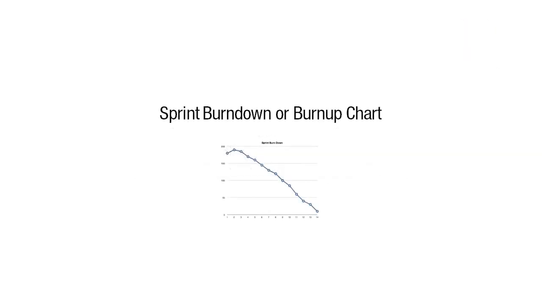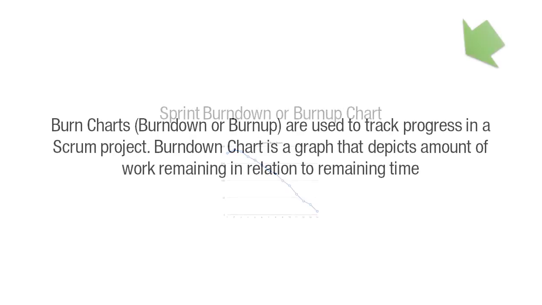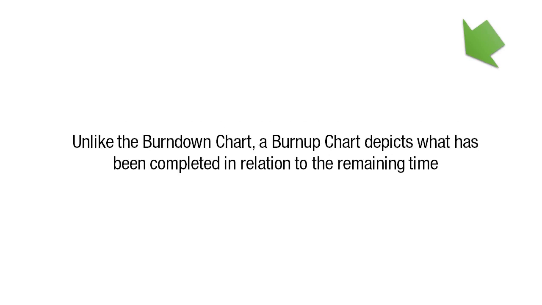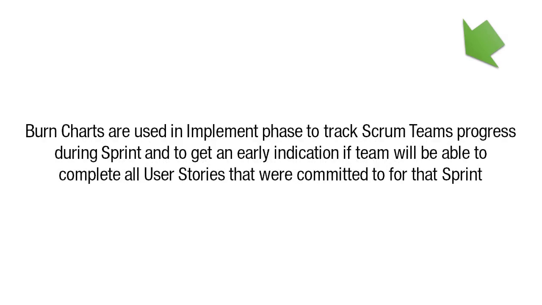And lastly, the sprint burn down or burn up chart. Burn charts, either burn down or burn up, are used to track progress in a Scrum project. A burn down chart is a graph that depicts the amount of work remaining in relation to the remaining time. Unlike the burn down chart, a burn up chart depicts what has been completed in relation to the remaining time. Burn charts are used in the implement phase to track the Scrum team's progress during a sprint, and to get an early indication if the team will be able to complete all the user stories that were committed to for that sprint. This concludes our session on the plan and estimate phase.